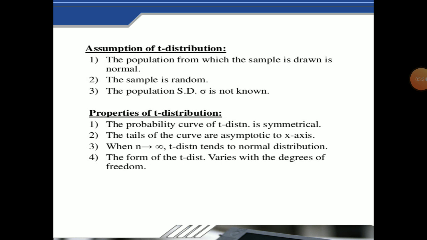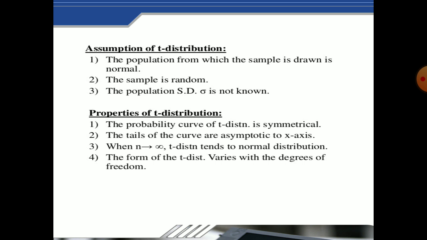Now what are the assumptions of the t distribution? That the population from which the sample is drawn is normal, the sample is random, and the population standard deviation sigma is not known. Okay, and what are the properties? That the probability curve of the t distribution is symmetrical, the tails of the curve are asymptotic to the x-axis. When n approaches infinity, the t distribution tends to the normal distribution, and the form of the t distribution varies with the degrees of freedom.